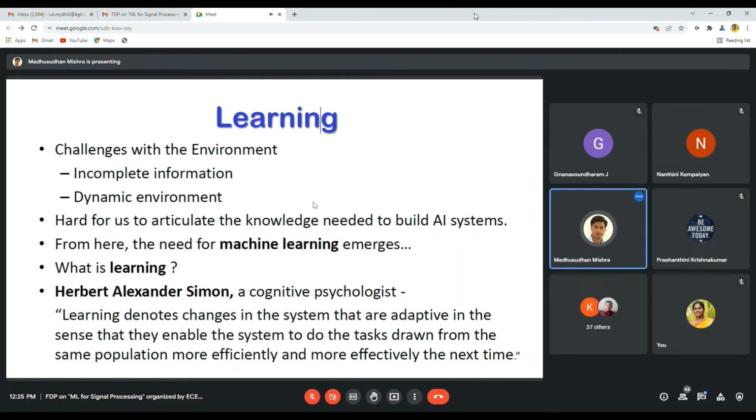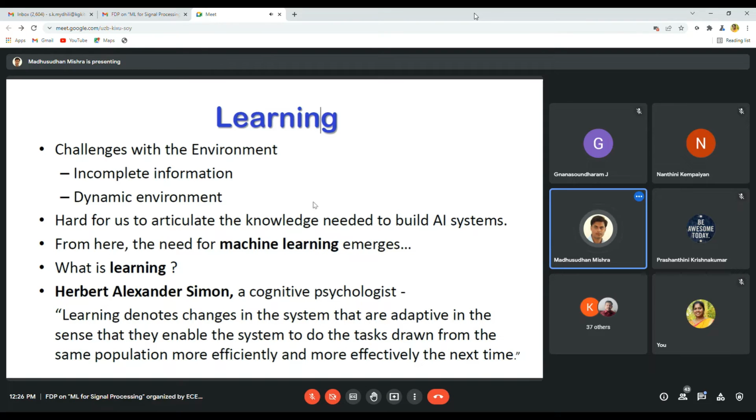So when we ask a question like what is learning, as per the cognitive psychologist Herbert Alexander Simon, learning denotes changes in the system that are adaptive in the sense that they enable the system to do the task drawn from the same population more efficiently and more effectively the next time. Okay, so this is the meaning of learning.